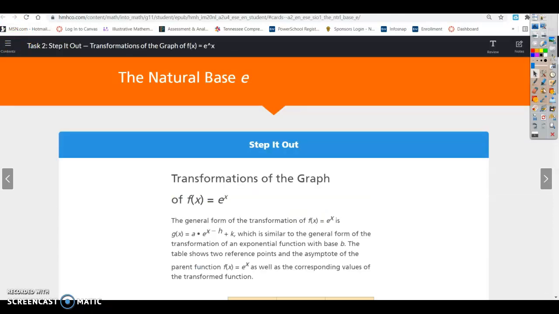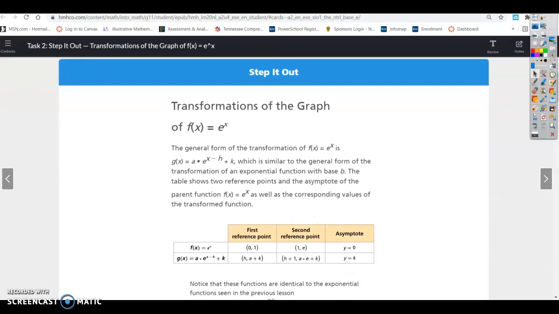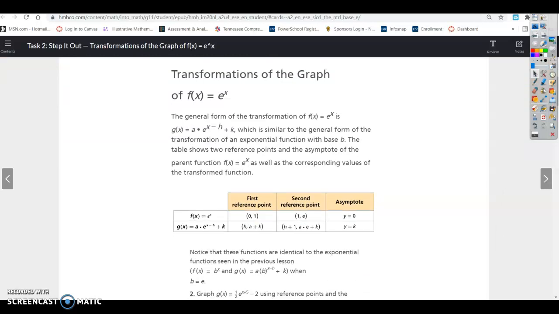All right, guys, this is lesson 8.2, Natural Base E, and this is task 2. All right, transformations of the graph of f of x equals e to the x. All right, in the last task, we just learned what e is, and now I want you to understand that transformations will be very much the same as other exponential transformations.